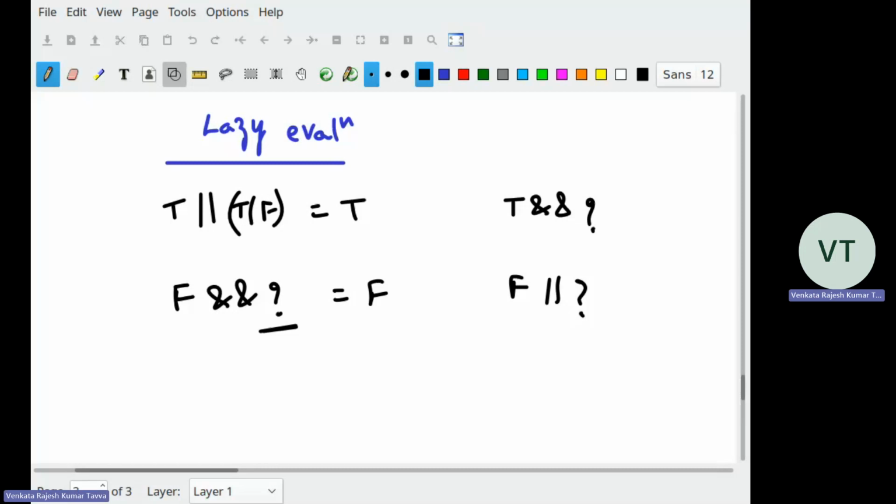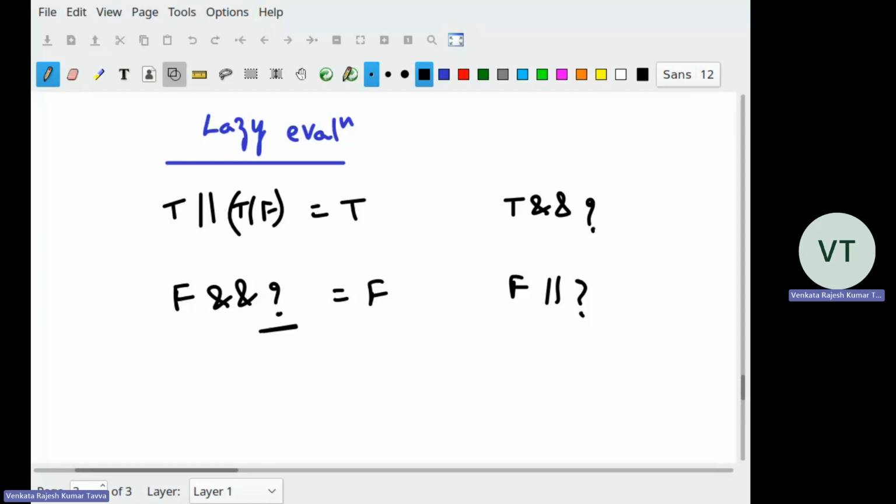Now suppose instead of or, I give and. What will it do? First, it will print hello because it has to evaluate the second expression now. And this will return 6. -5 and 6 is 1. So it will first print hello and then it will print 1. So this is lazy evaluation.